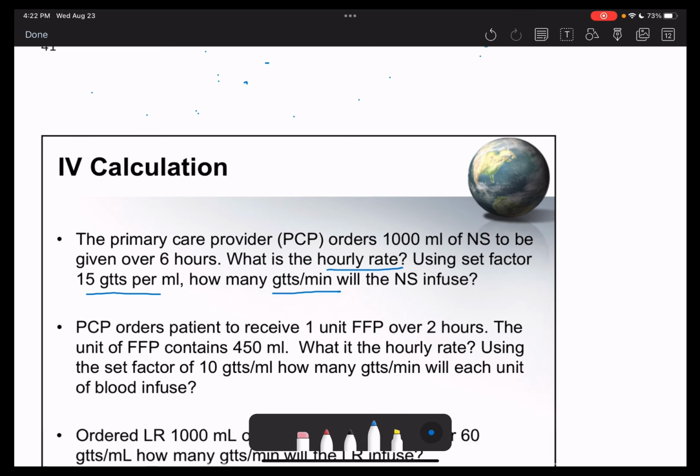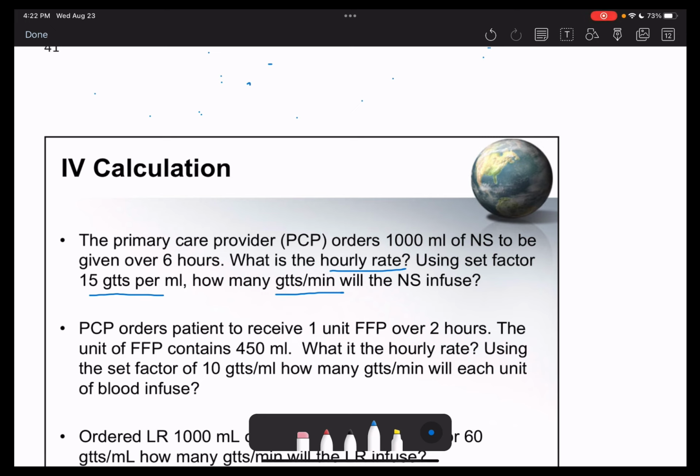Alrighty, next, the PCP orders the patient to receive 1 unit of FFP over 2 hours. The unit of FFP contains 450 ml, so we have to administer that 450 ml over 2 hours. The question is, what is the hourly rate? So that's the first question. And then the second question is, using the set factor of 10 drops per ml, how many drops per minute? So again, there are 2 questions, similar to the first one. First, we need to find the hourly rate, and next is the rate if we're infusing it by gravity, which is drops per minute.